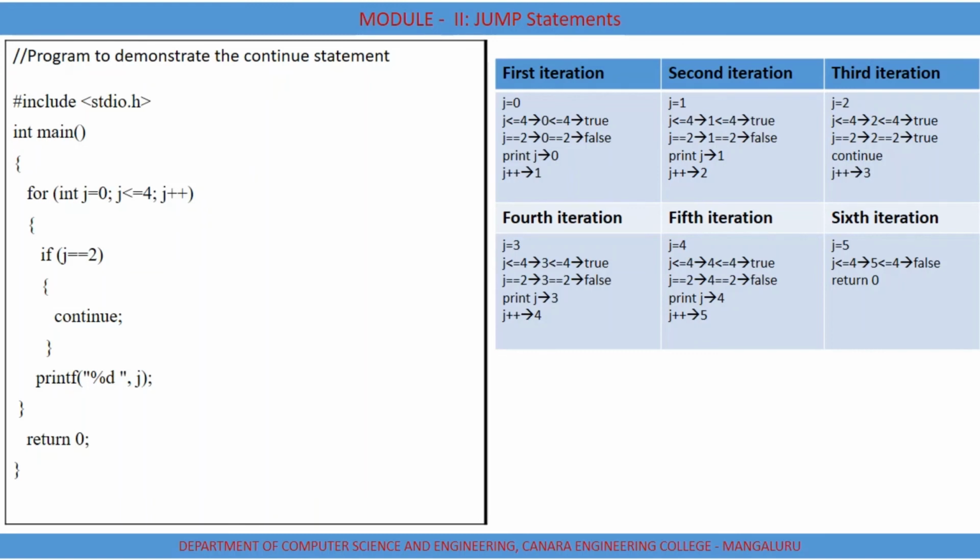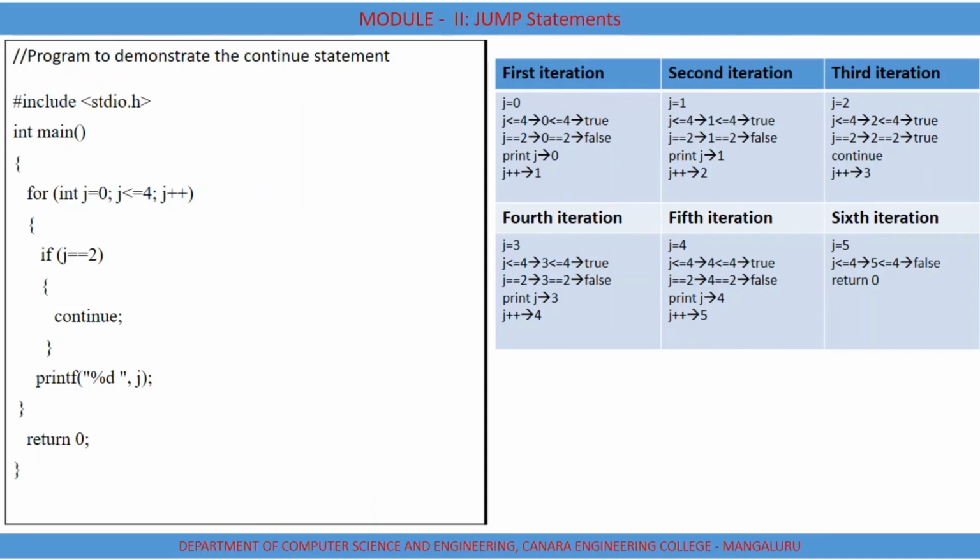Now let us see what will happen. In the first iteration, j will be equal to 0, initialized. Then the condition is checked: j is less than or equal to 4, that is 0 is less than or equal to 4. Condition is true, so control will go inside the for loop. Now the if condition is tested: if j is equal to 2. Since j is 0, 0 is equal to 2 is false. So the control will directly go outside the if, and the printf percentage d comma j is executed. So 0 will be printed.